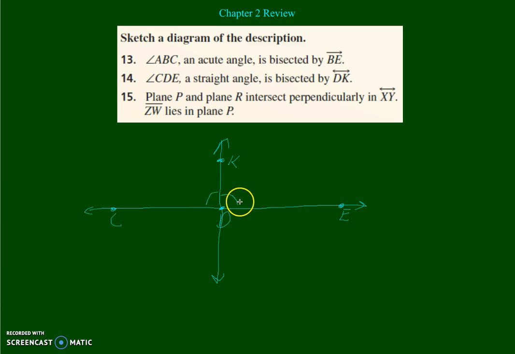But we're just going to keep pure to the description that they're giving us and showing that line DK is bisecting these two angles. And now on to problem 15. Number 15 is asking us to draw plane P and plane R intersecting perpendicularly in line XY, and we have segment ZW lying in plane P. Now this is going to be a difficult thing to draw, so I'm sure you're going to have great fun over the ugliness of my drawing.